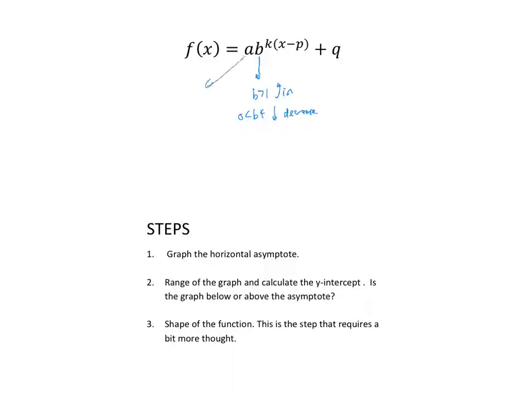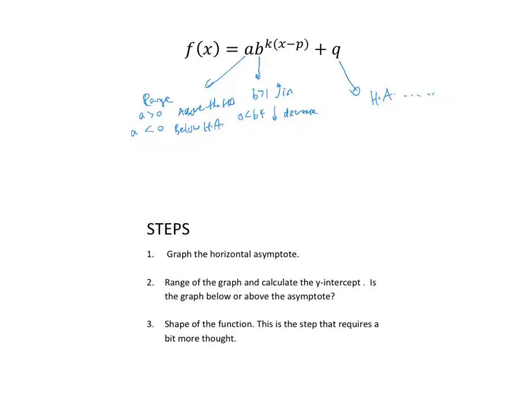Now a tells you a couple of things about the graph. It actually tells you about the range. If a is positive, greater than 0, the graph is going to be above the horizontal asymptote. If a is negative, we usually associate a with a reflection, so it's going to flip down below the horizontal asymptote. Now q, based on Desmos, you should have seen that it shifts everything up and down. When everything shifts up and down, the horizontal asymptote also follows. So q actually tells you the horizontal line.